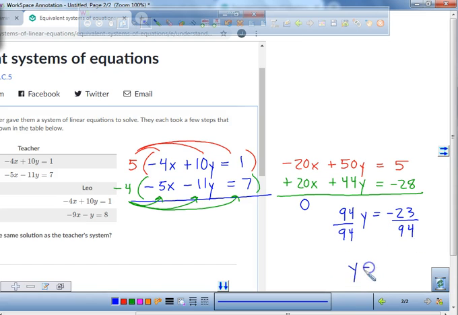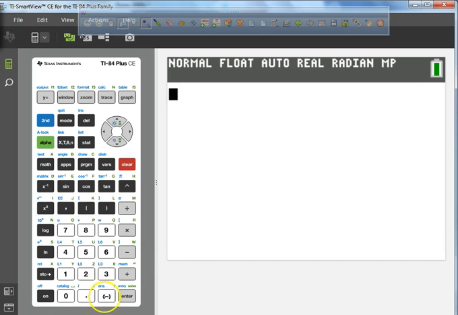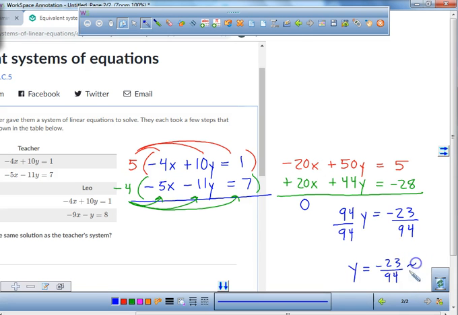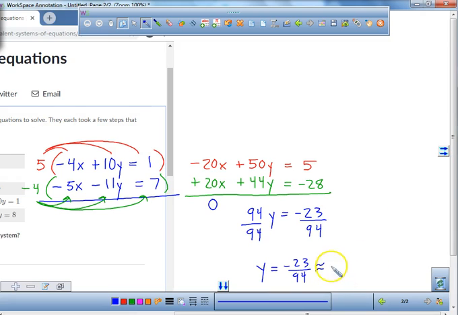what's your y value equal? Negative 23 over 94. That is an ugly answer. Let's see what that approximately equals. Negative 23 divided by 94, that's a fraction only a mother can love. Right? Negative 0.244, but negative 0.245, okay? That's approximately equal to negative 0.245.